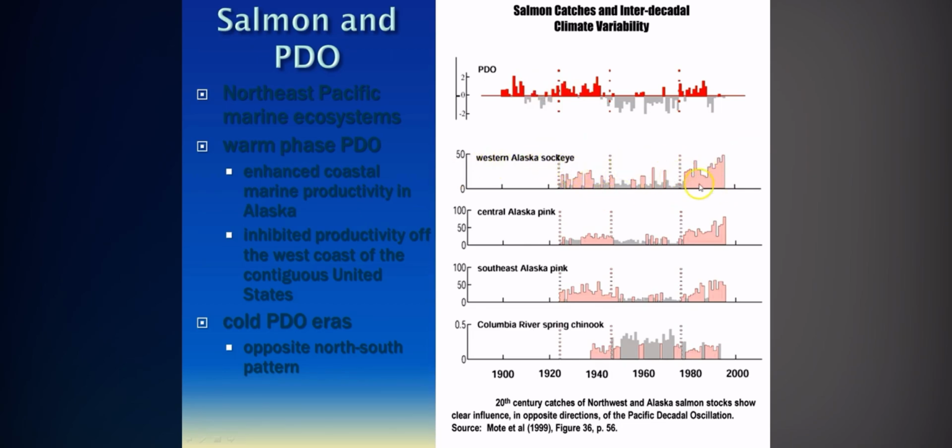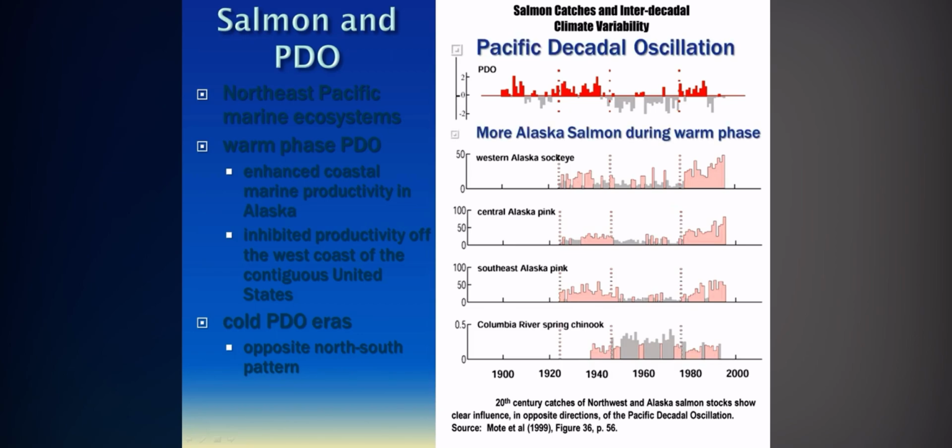There's more salmon during the warm phase, and also the Alaska pink salmon more during the warm phase. If you go farther south, in southeast Alaska, well, even there, it's more during the warm phase. But now come down to the Columbia River, and you see we're getting more Chinook in the cold phase. So it depends on the PDO, how our productivity is. So that's the Pacific Decadal Oscillation. More salmon in Alaska during the warm phase, more salmon in the Northwest during the cool phase.